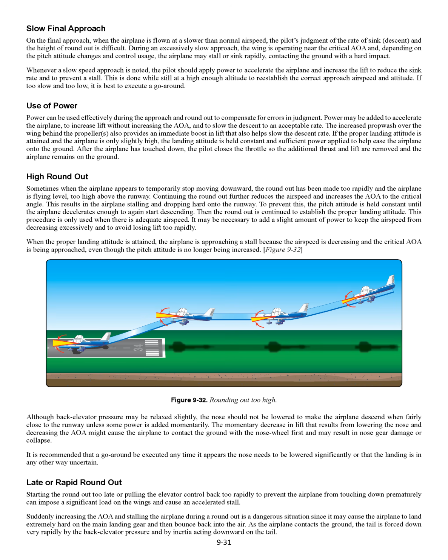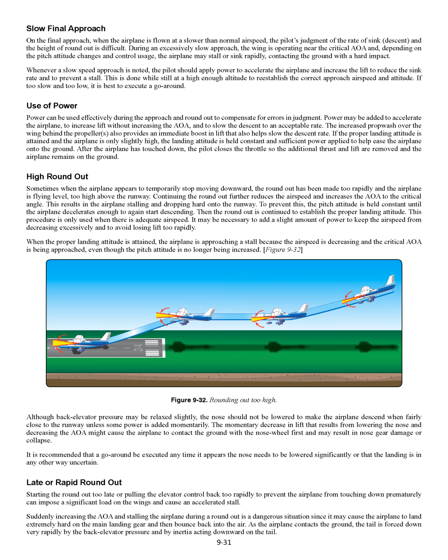Although back elevator pressure may be relaxed slightly, the nose should not be lowered to make the airplane descend when fairly close to the runway unless some power is added momentarily. The momentary decrease in lift that results from lowering the nose and decreasing the AOA might cause the airplane to contact the ground with the nose wheel first and may result in nose gear damage or collapse. It is recommended that a go-around be executed any time it appears the nose needs to be lowered significantly or that the landing is in any other way uncertain.